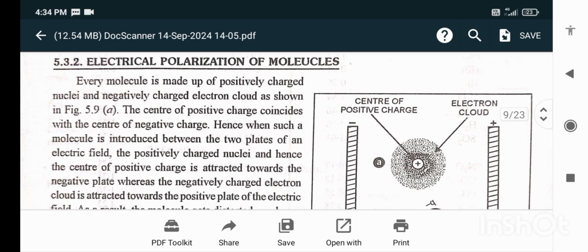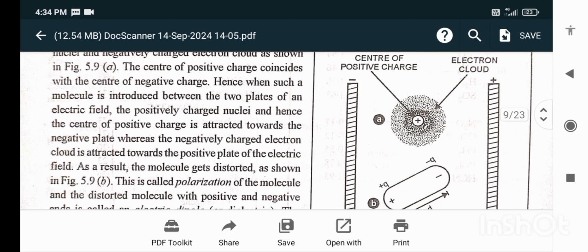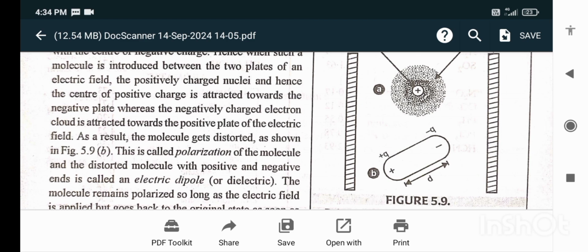Every molecule is made up of positively charged nuclei and negatively charged electron clouds. The center of positive charge coincides with the center of negative charge. Hence, when such a molecule is introduced between two plates of an electric field, the positively charged nuclei, and hence the center of positive charge, is attracted towards the negative plate, whereas the negatively charged electron cloud is attracted towards the positive plate of the electric field. As a result, the molecule gets distorted.